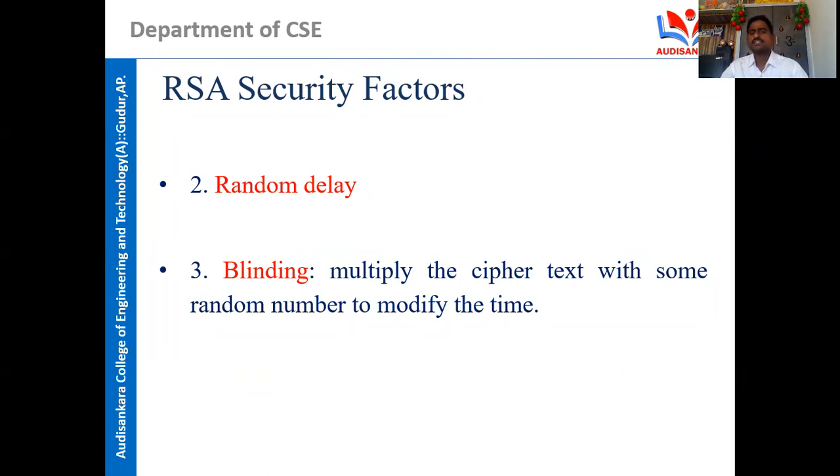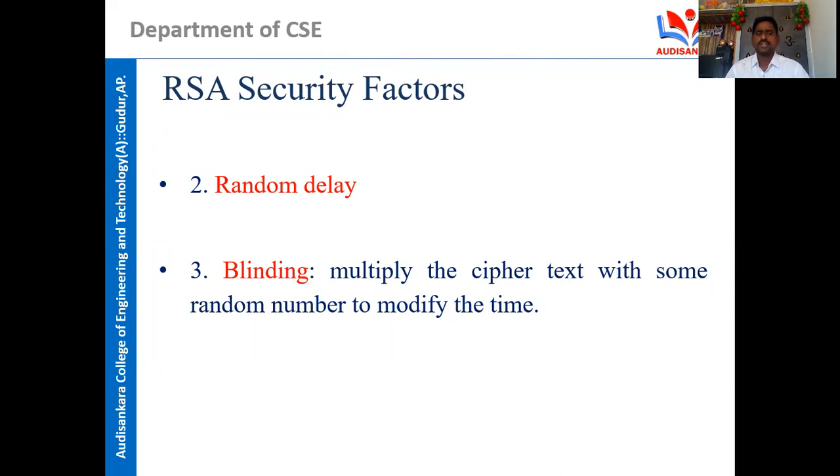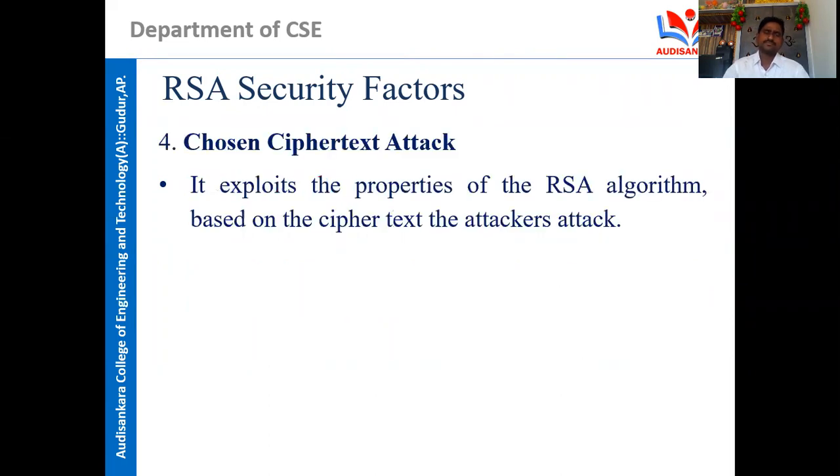And the third case is blinding. Blinding means multiplying the ciphertext with some random number to modify the time. If the original time is there, there is a chance of the attackers attacking the time. So we are trying to change the time by giving some additional timings in these 3 cases. Okay, right. And then the fourth one, in RSA security factors, is chosen ciphertext attack.